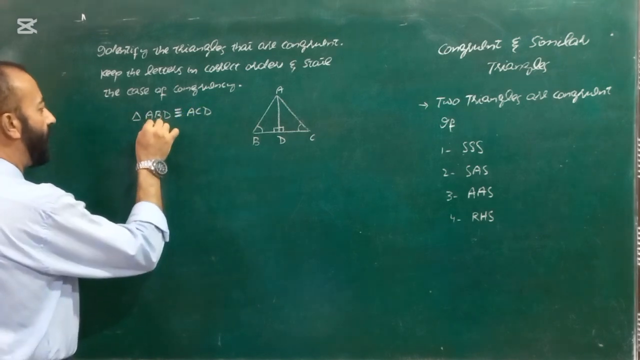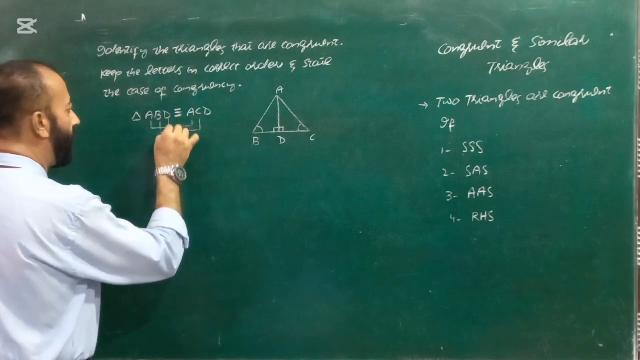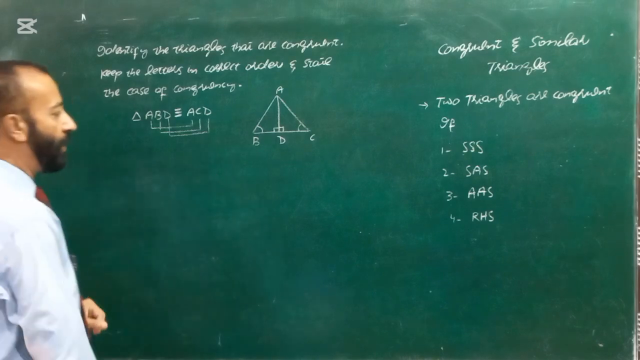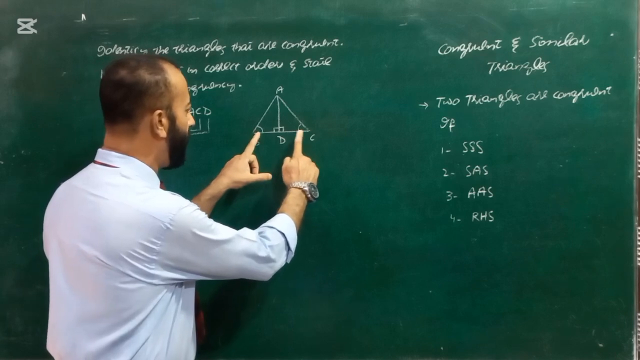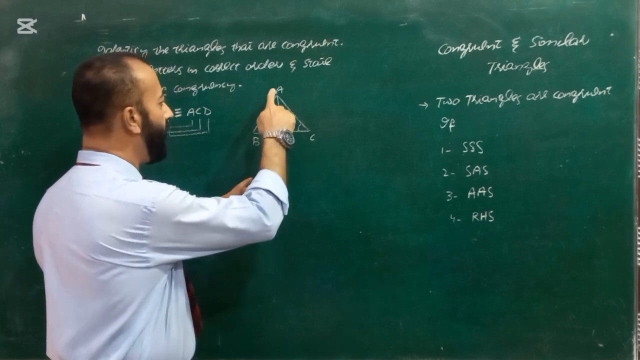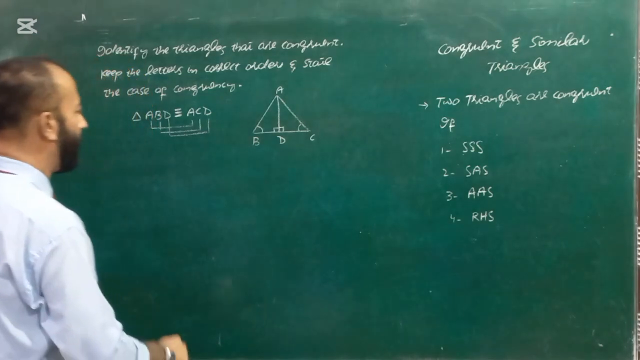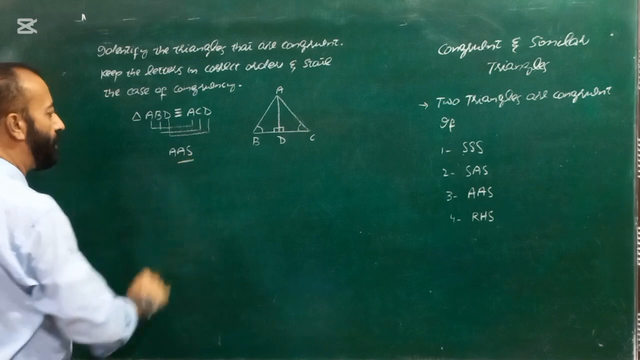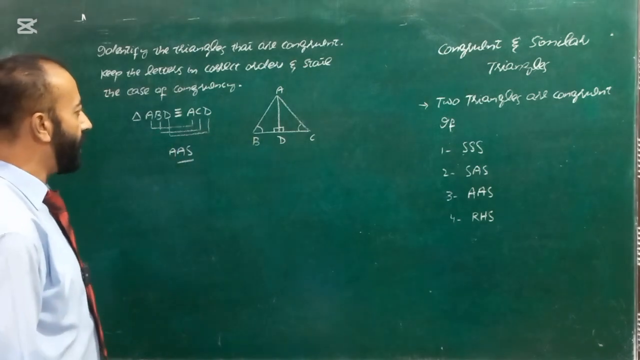So from here, A is corresponding to A, B is corresponding to C, and D is corresponding to D. Okay, from this figure, we can see the angle is same, then another angle is same, and then this side AD is common, that is same in both triangles. So one side and two angles are same. So it means the angle, angle, side property will be applied to prove this is a congruent triangle.